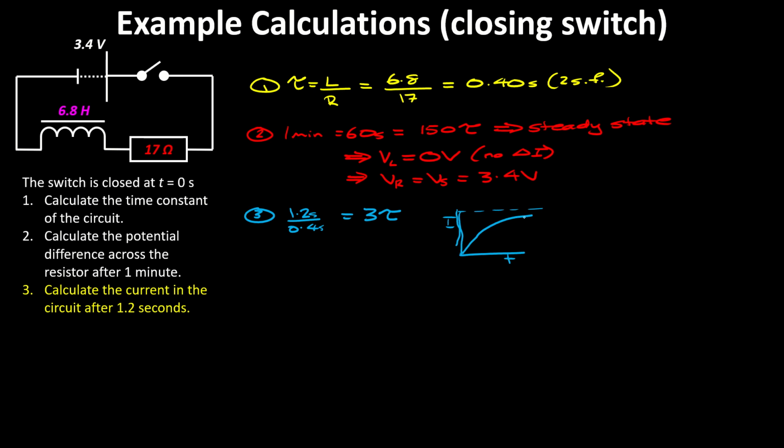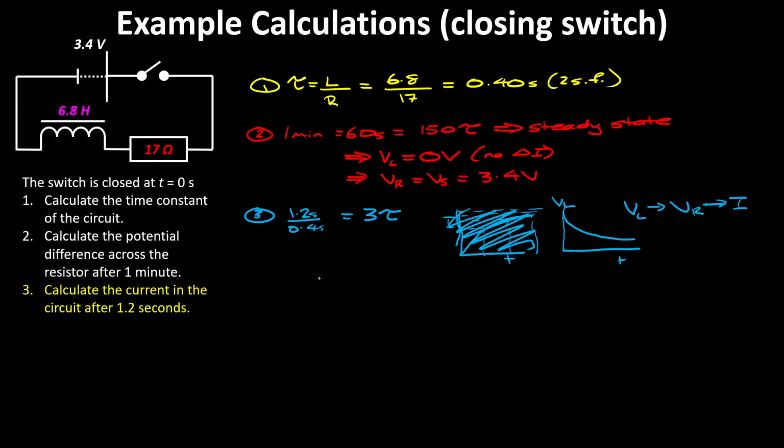It would be heading towards some maximum value. But this would be one of those really annoying ones where we'd have to go one time constant, then figure out that it'd be 63% of the total, then figure out the second time constant, and then the third one, and it'd just get quite messy. I'm not going to do it that way. Instead, I'm going to calculate what the inductor voltage is, because the inductor voltage drops down, and then use that to find out what the resistor voltage is, and then use that to find the current.